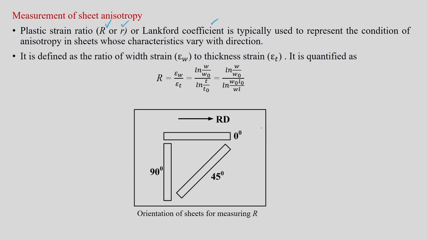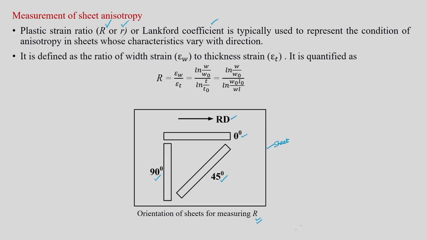For example, as I told you just now, you have a sheet here, okay, this is nothing but your rolled sheet. So, this is along the rolling direction. Here in this direction, you may have some properties as compared to this, as compared to 45 degrees. So, this is what is called directional dependence. The orientation of sheets for measuring R, I have written. So, in this way, you can measure R in different directions with respect to the rolling direction.